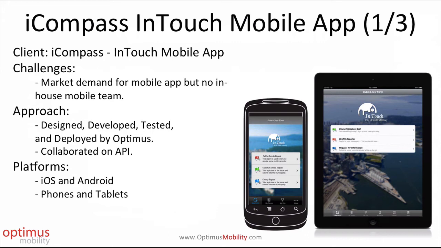iCompass has a software as a service, a web portal for municipalities. So the municipality of a city or town uses the web portal to track issues reported by citizens. The web portal also does many other things, but in this, we'll just talk about this one piece.